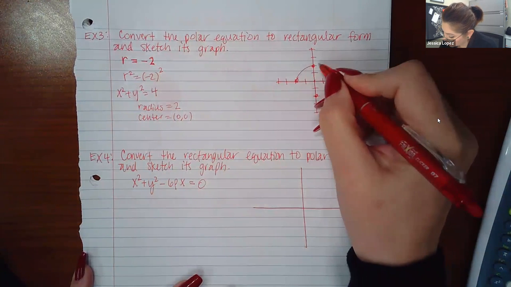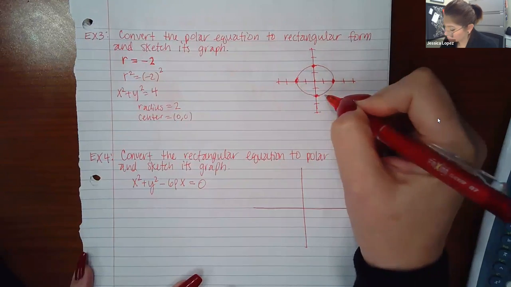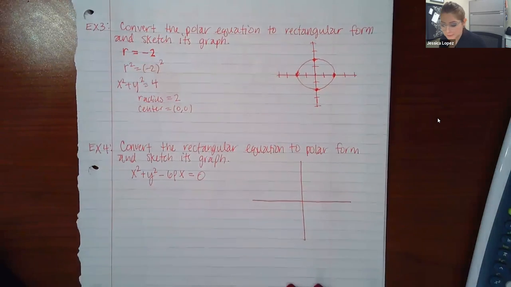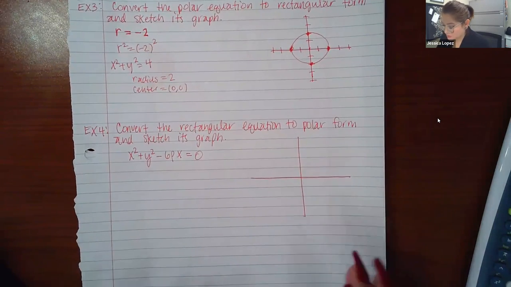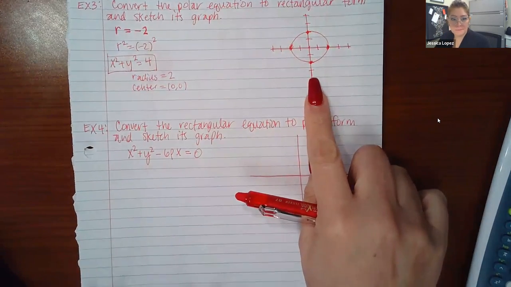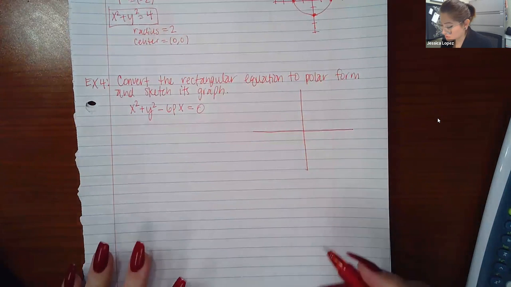And then I'm just going to connect the dots again, trying to draw a circle, but it's never quite perfect. That's pretty close though. So this would be the equation that they want. And then this, of course, is the graph that they want. Now, the last problem says convert the rectangular equation to polar form and then sketch its graph.